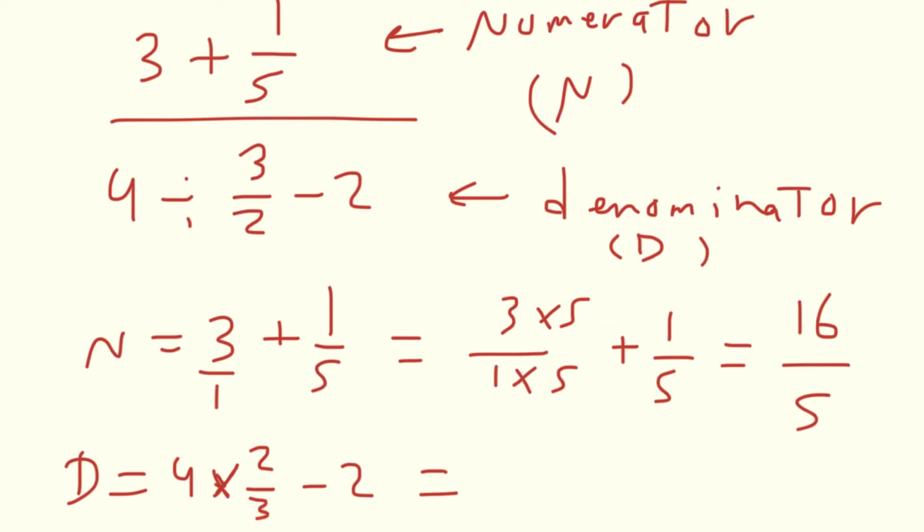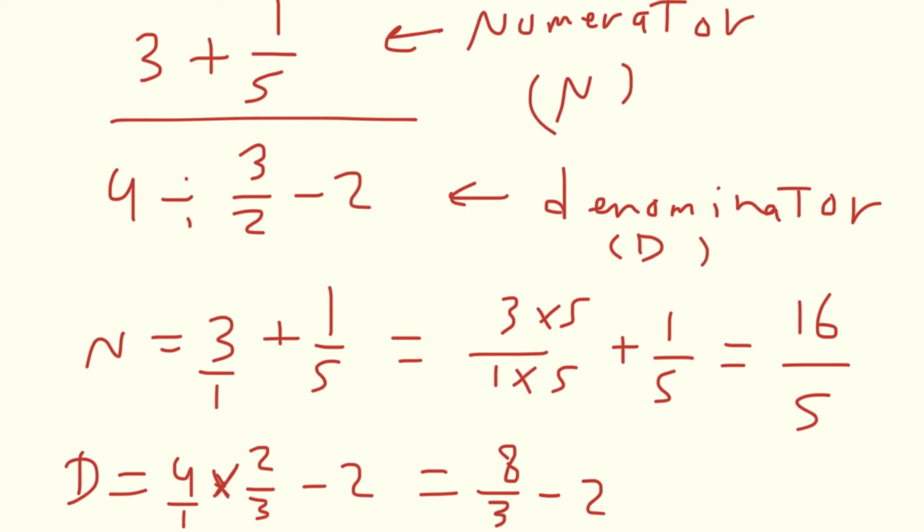But what is the denominator here? Remember, this is actually 4 over 1. So that means what? That means it's going to be 8 over 3, and then minus 2. So that's how you multiply. You have to multiply numerators together and denominators together.